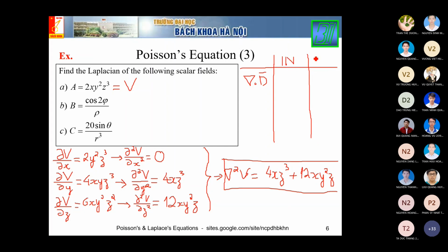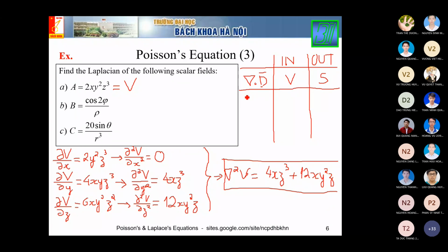For the divergence here, we consider the input and the output. The input of divergence, you see, is a vector. And the output of the divergence here is a volume charge density, so it must be a number, or a scalar quantity.